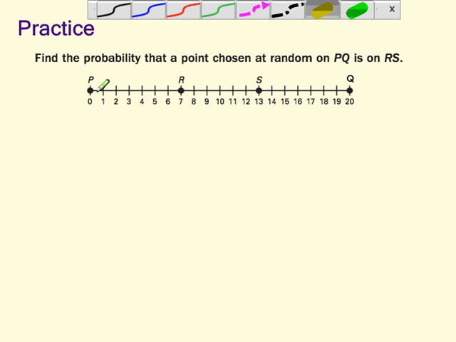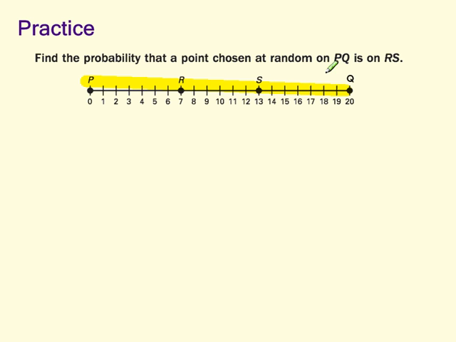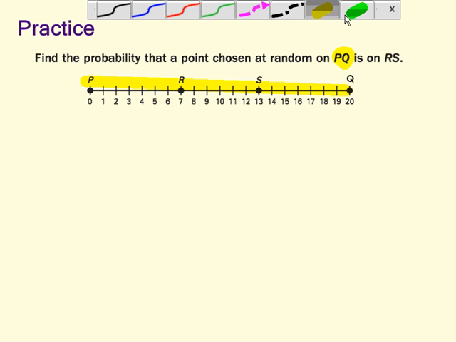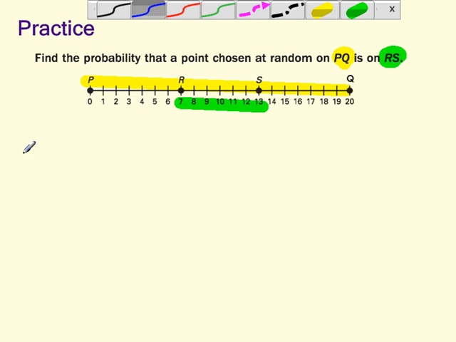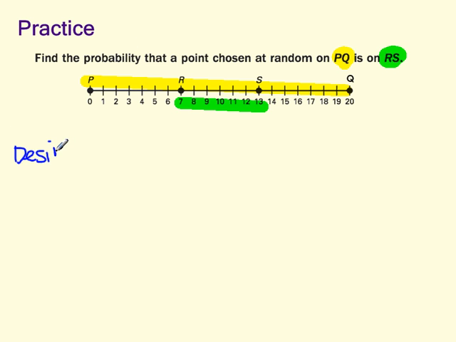Let's get the highlighter out for this. So we have PQ, and we also have RS, which is this segment here, and we want that probability. Probability always stems from your desired over your total. In this case, we need to make sure that we're taking our desired length of the segment over the total length of our entire segment.